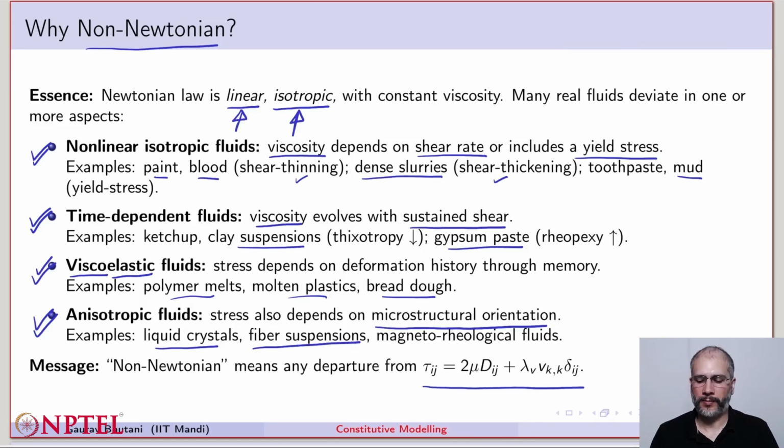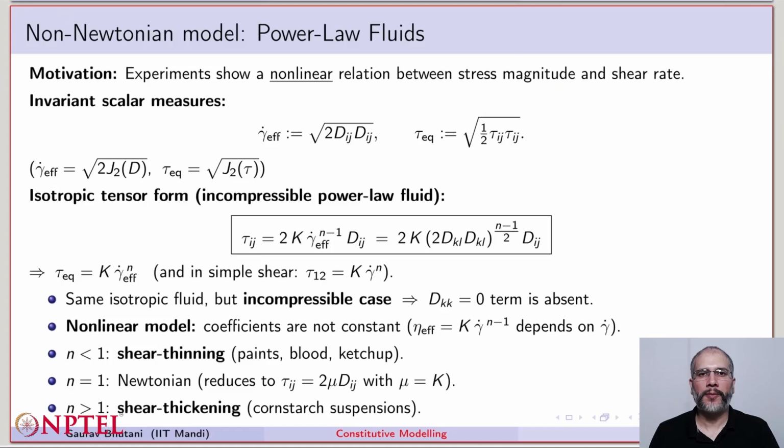So the overall message is that non-Newtonian basically means departure from the linear isotropic constitutive model for a typical fluid. So now we'll talk about a couple of non-Newtonian models which are typically used for modeling non-Newtonian fluids in different situations. So the first one, which is a very popular model, is called the power law fluids. And again, these are nonlinear isotropic fluids we're talking about.